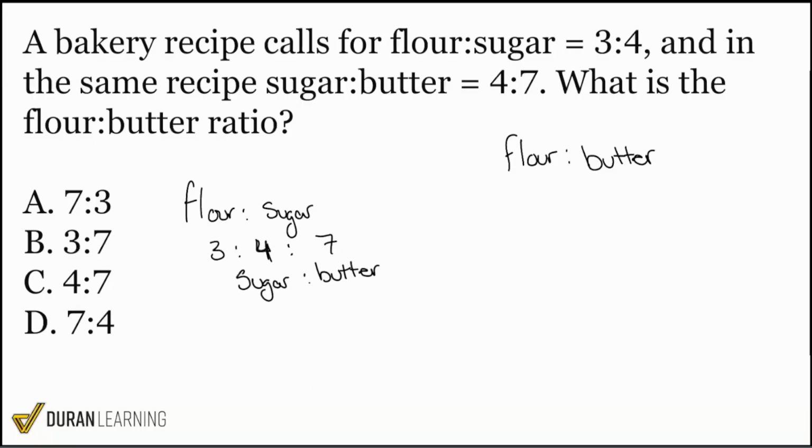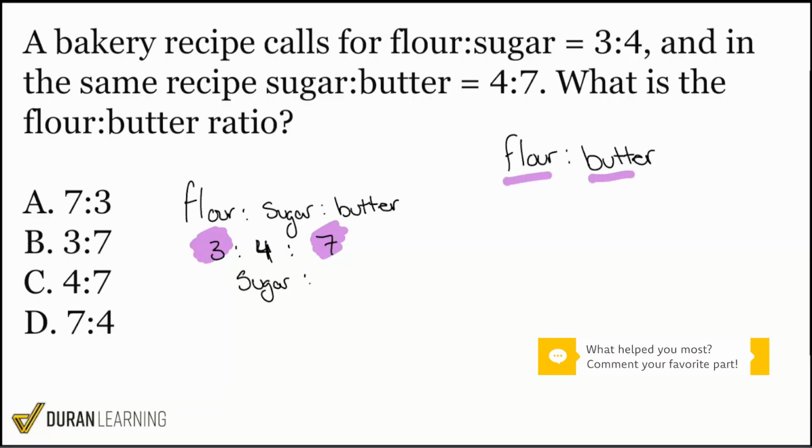We can just overlap that nice and easy, because guess what? Because it's compared to the same sugar value, flour and butter can be compared together nice and easy. So we have flour over here at 3, butter over here at 7. We wanted flour first anyway, so the correct answer is 3 to 7. And that's what's going to give us here answer choice B. All right, and there we go.